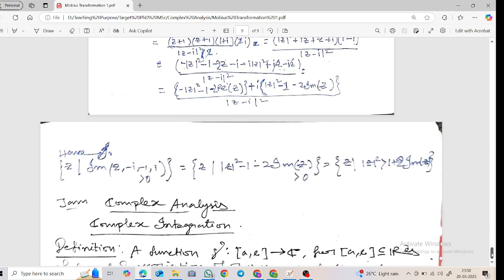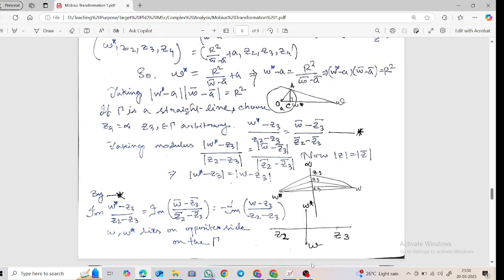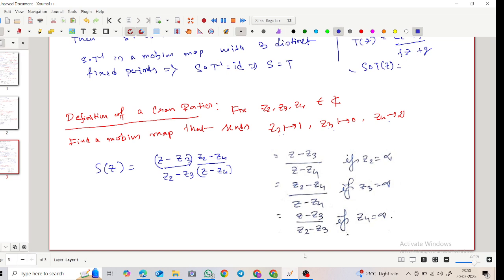Let's see, orientation principle. I don't think it will be completed in the next class. Probably will. Yeah. Go ahead. What?